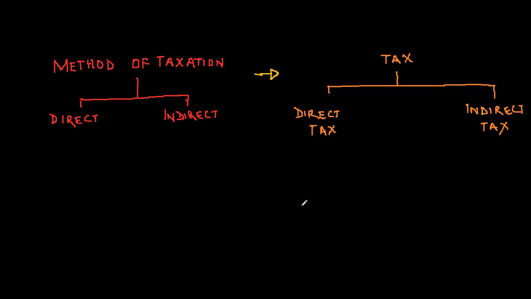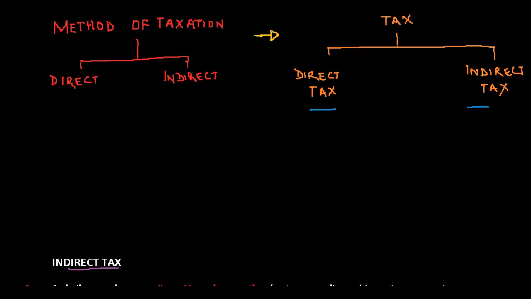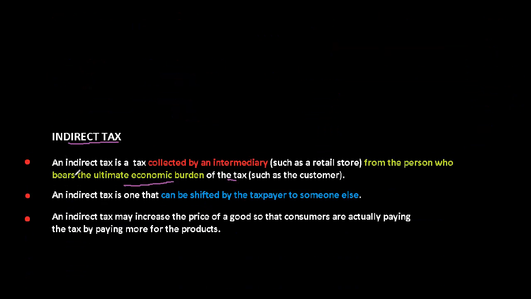Based on the method of taxation, we have two kinds of taxes, that is the direct tax and the indirect tax. Now, let us talk about the indirect tax first. As per the definition, an indirect tax is a tax collected by an intermediary, such as a retail store or a shopkeeper or the service provider, from the person who bears the ultimate economic burden of the tax, that is, the customer or the people by themselves.